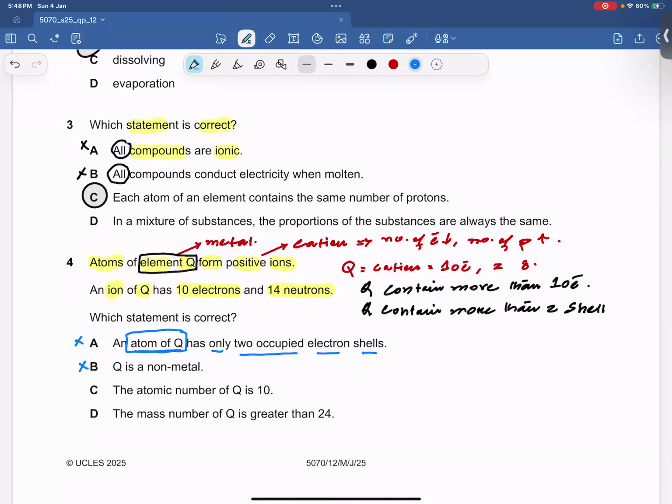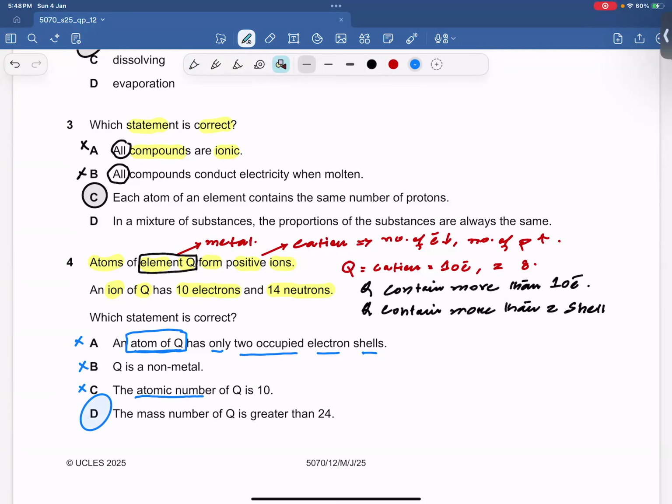The atomic number of Q is 10. Since the number of electrons in a positively charged ion is 10, the atomic number has to be greater than 10. So option C is also incorrect. And therefore D is going to be the correct answer.